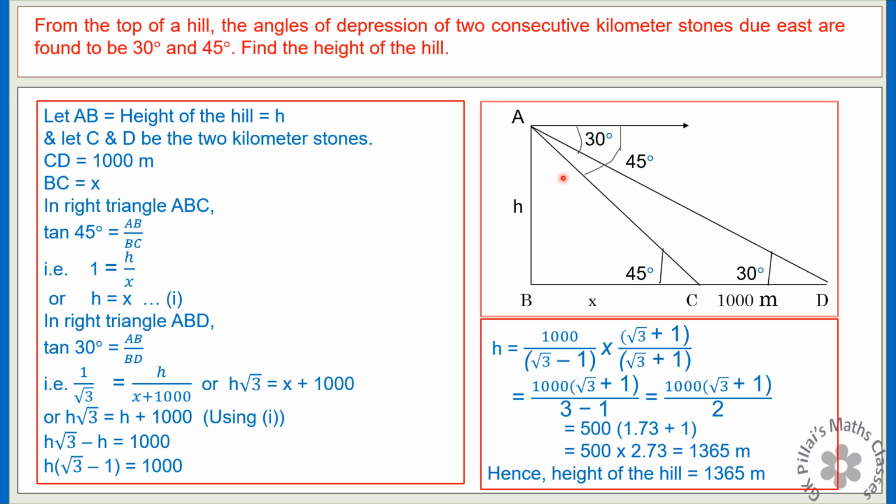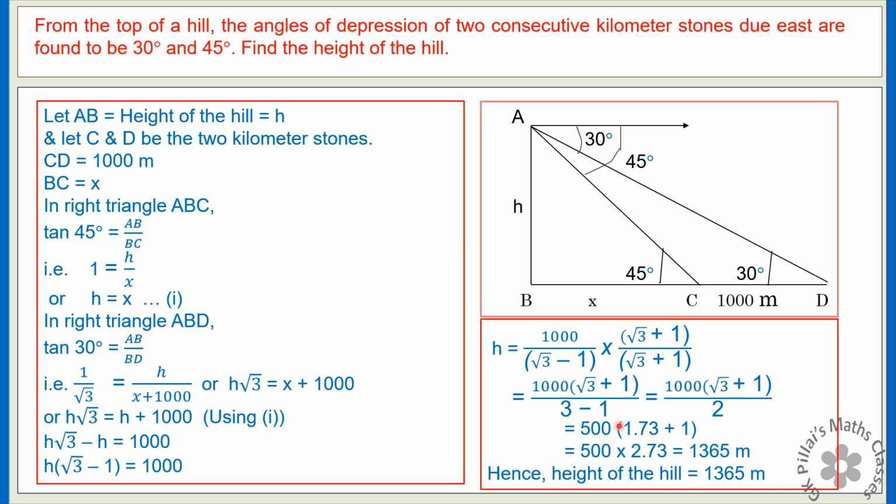So we will take the right triangle ABD now. Tan 30 degrees equal to AB upon BD. 1 by root 3 equal to h upon this. Cross multiply, you will get h root 3 equal to x plus 1000. Here we know h is equal to x. Therefore, in the place of x, we will write h and take it to the left hand side. Take h common, you will get root 3 minus 1. Take it as the denominator, rationalize the denominator, you will get 1000 into root 3 plus 1 upon 2.